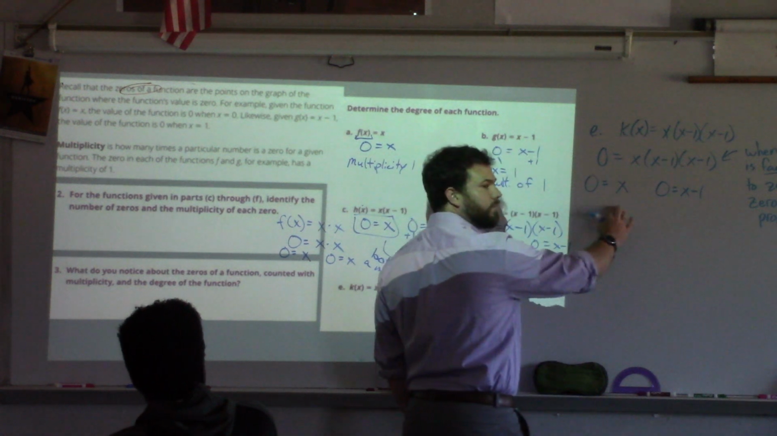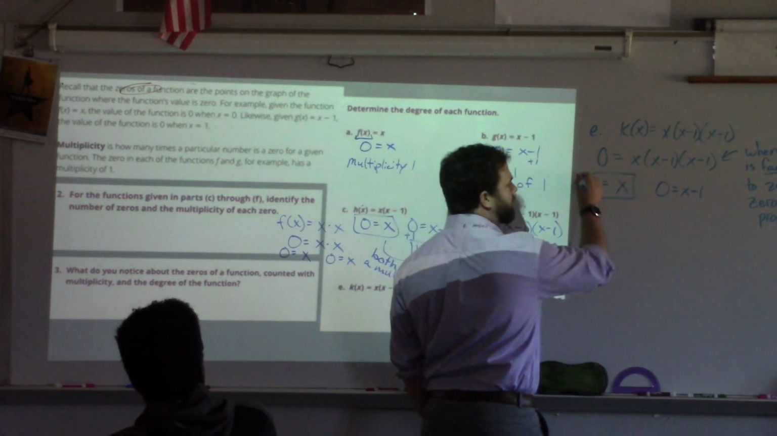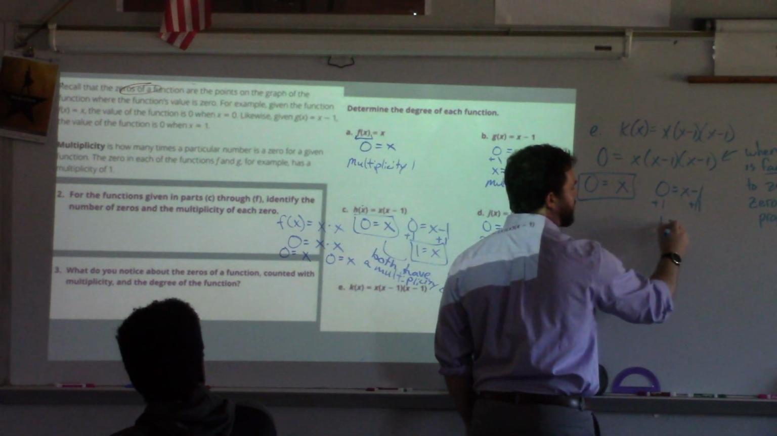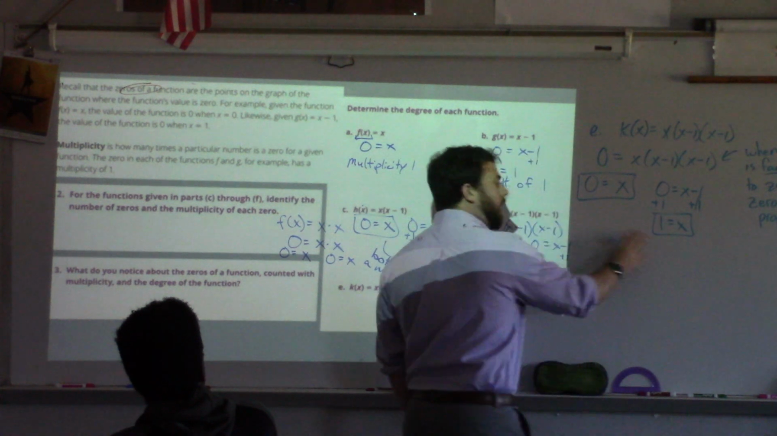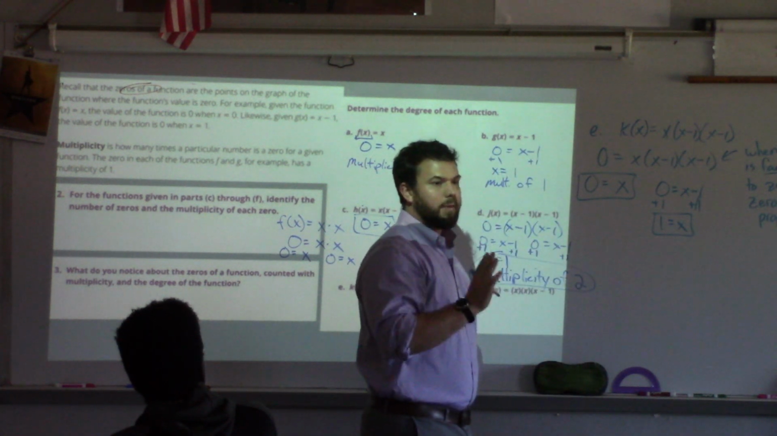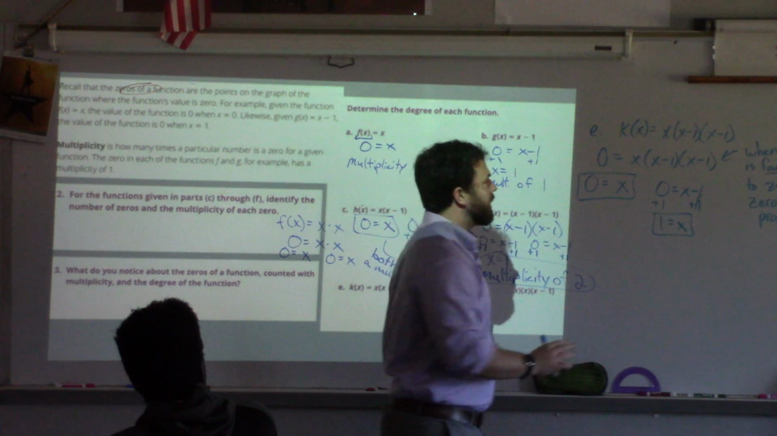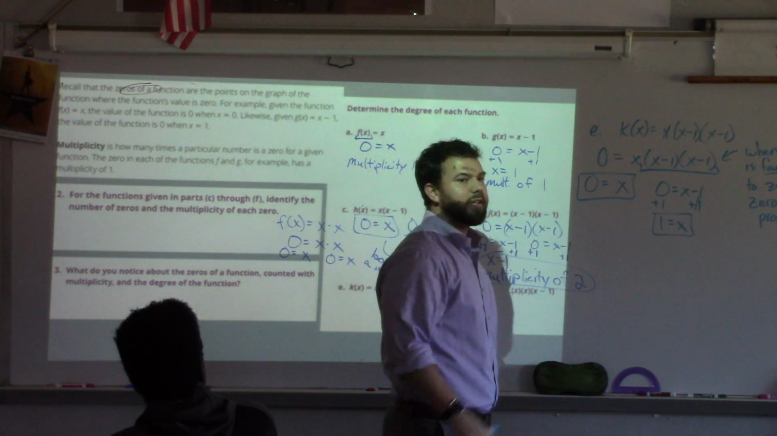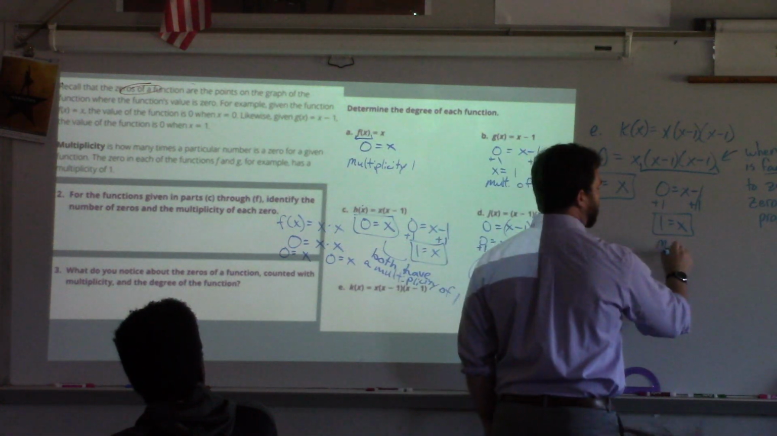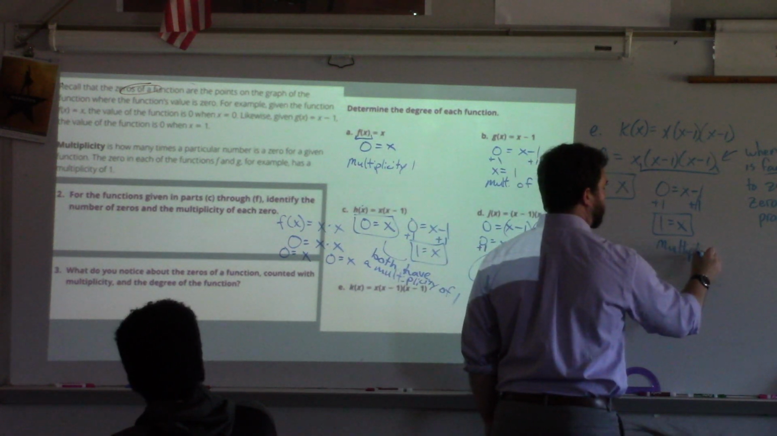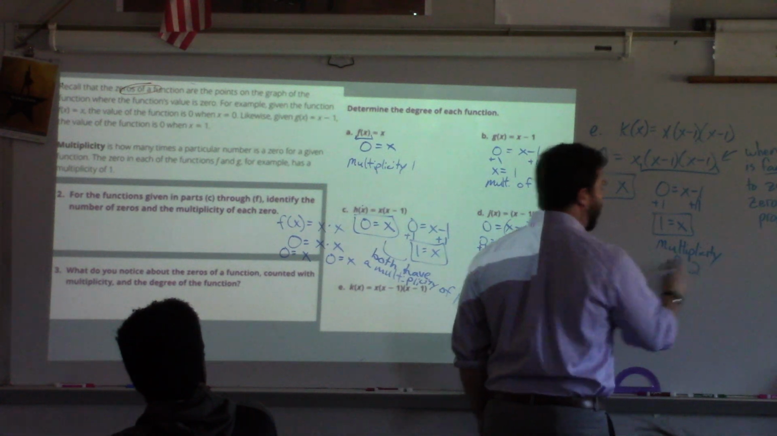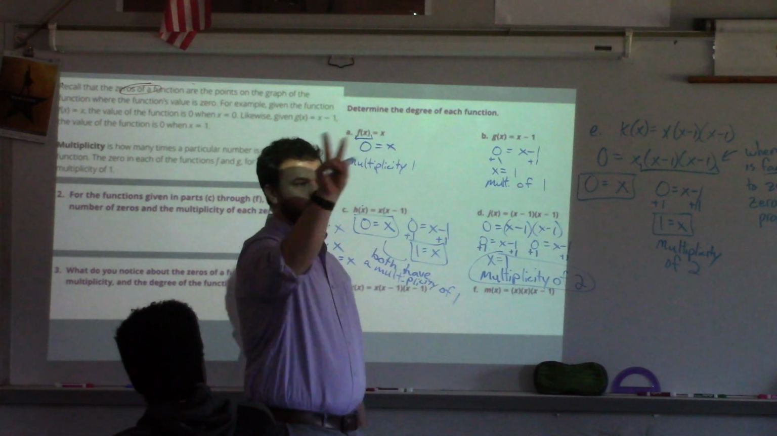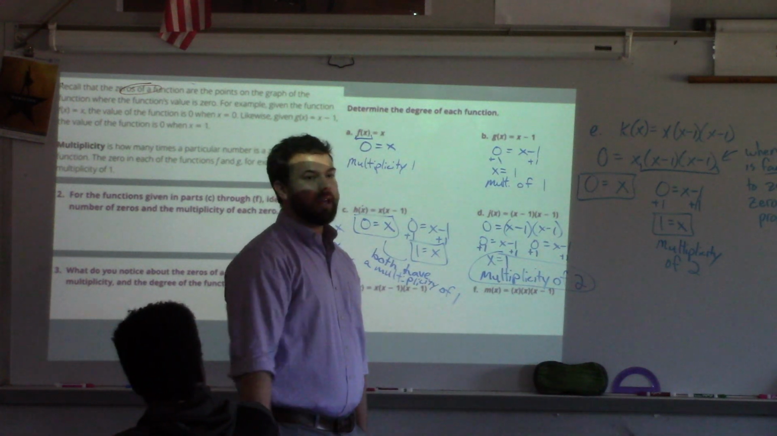Do I need to do anything here? No, I already know what x is. Here, I'm going to add 1 to both sides, and so x is equal to 1. I would stop here, and I would just write my multiplicity. Because how many times did x minus 1 show up? Twice. So the multiplicity is 2. That's all that we want to recognize: x minus 1 equals 0, so x equals 1 twice, a multiplicity of 2. I don't have to rewrite it.